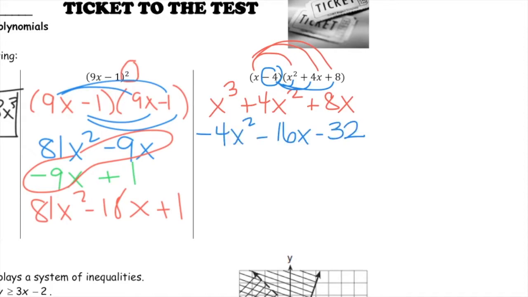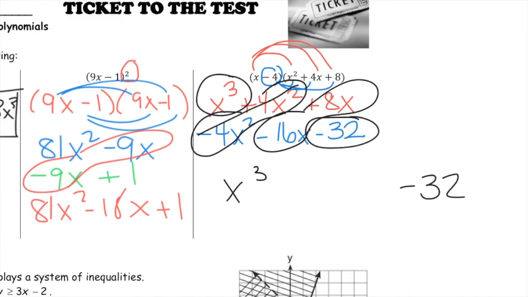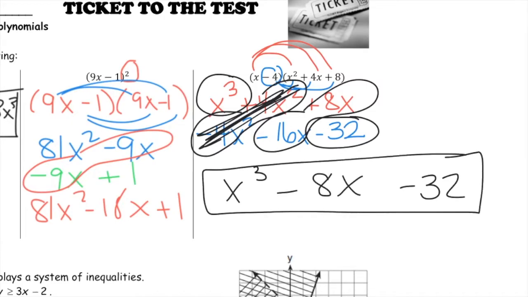Okay, now we're going to combine our like terms. X cubed is by itself, and so is the negative 32. So those go on our ends. Now we're going to combine our x squareds and our x's. So we have negative 4x squared plus 4x squared cancels out to nothing, so we don't even need to write anything. Negative 16x plus 8x is negative 8x. So your answer is x cubed minus 8x minus 32. The degree of this is 3. All right, just food for thought.